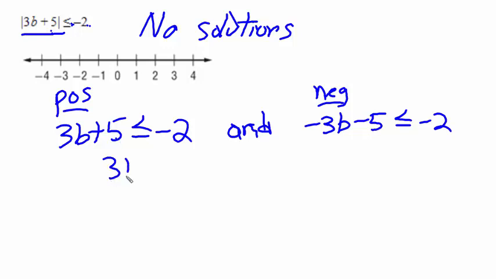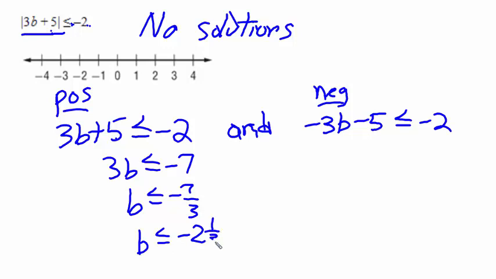Subtract 5 from the positive branch to get -7 on the right, and divide by 3 to get -7/3, which is -2 1/3. For the negative branch, you'd have to add 5 to give you a +3 on the right, and then you'd have to divide by -3. When you divide by a negative number, the less than or equal to changes to a greater than or equal to. And then 3 divided by -3 is -1.